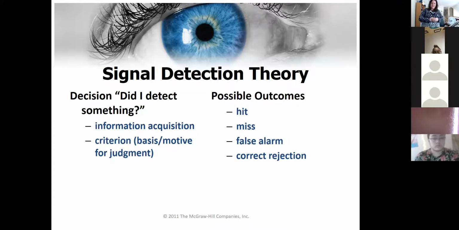So the decision is, did I detect something? Did I actually hear something, see something, touch something, taste something, smell something? So information acquisition refers to the information that's produced.